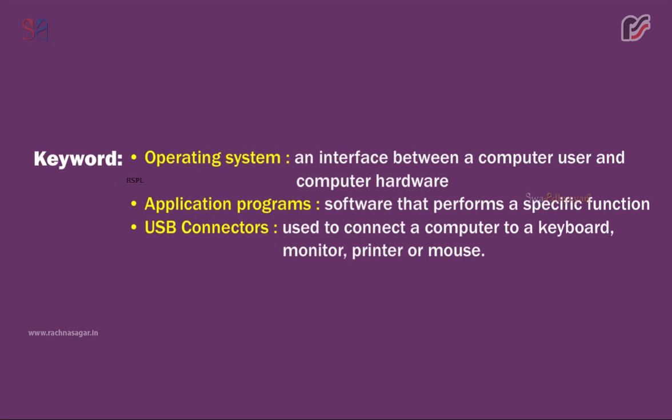Keywords. Operating system: an interface between a computer user and computer hardware. Application programs: software that performs a specific function. USB connectors: used to connect a computer to a keyboard, monitor, printer, or mouse.